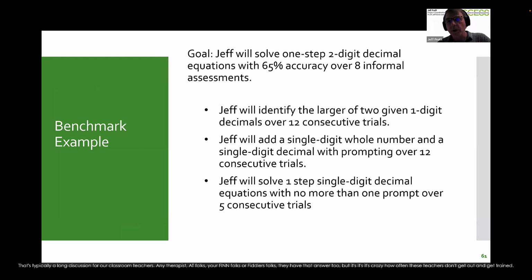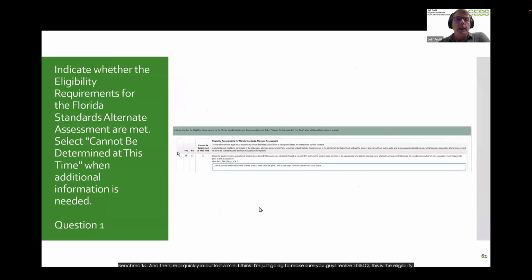That's typically a long discussion for our classroom teachers. Any therapist, AT folks, your speech and language folks, they have that answer too. But it's crazy how often these teachers don't get out and get trained. So we've got a lot of teachers out there that are still stuck in the last century when it comes to IEP writing. This is just an example of a goal and benchmarks. There's an example of those specific benchmarks.